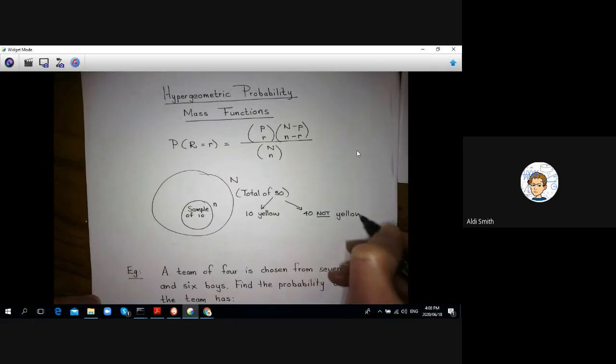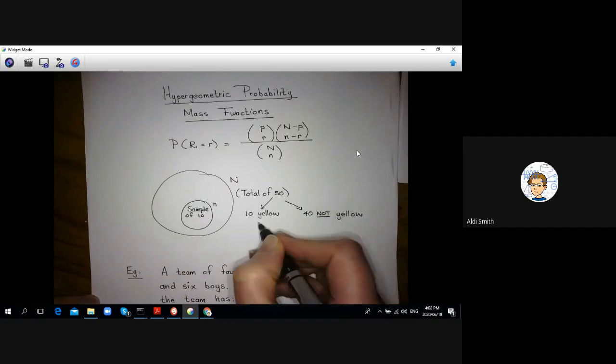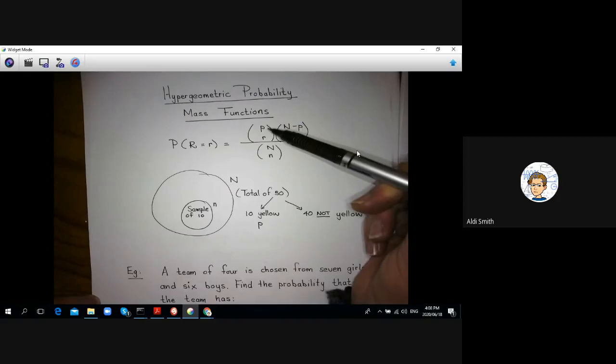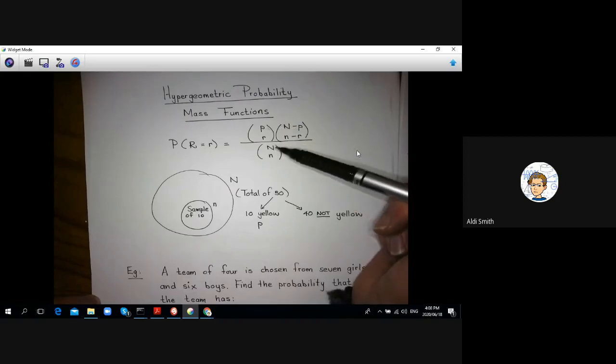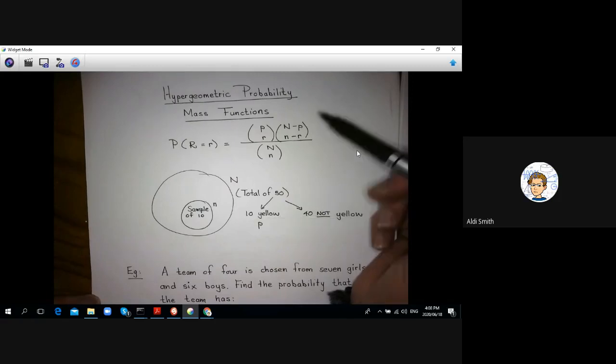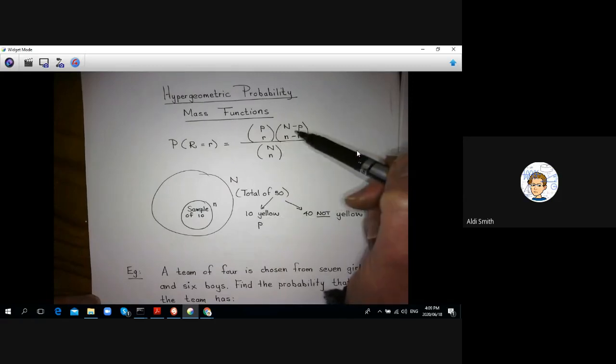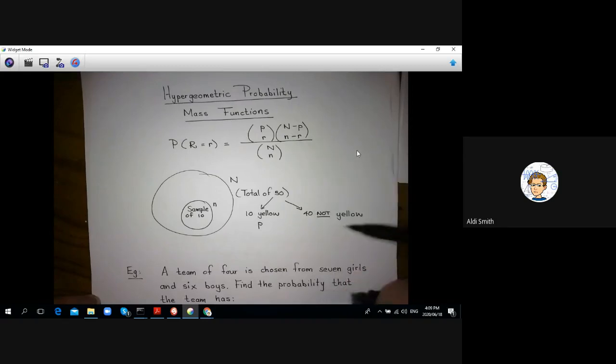So this will be P. That is the number of elements in the total population that has this property that I'm looking for, which means obviously 50 minus 10 is then 40, which is the total that does not have that property. So that's going to be N minus P.